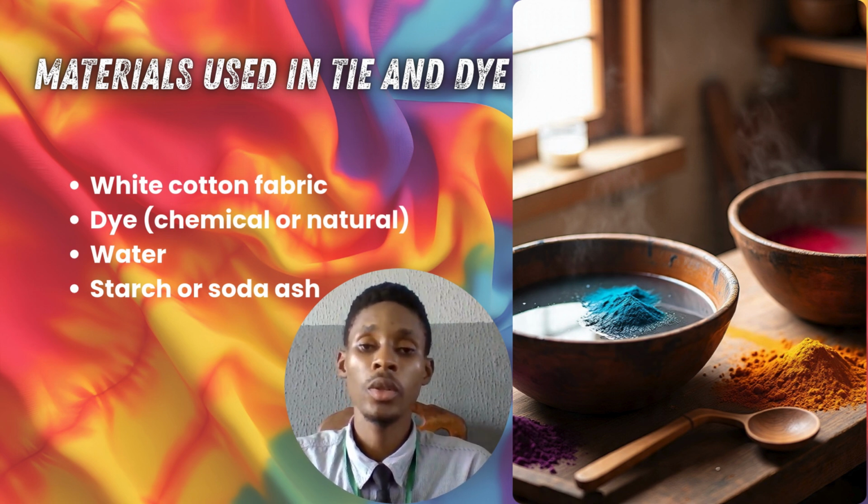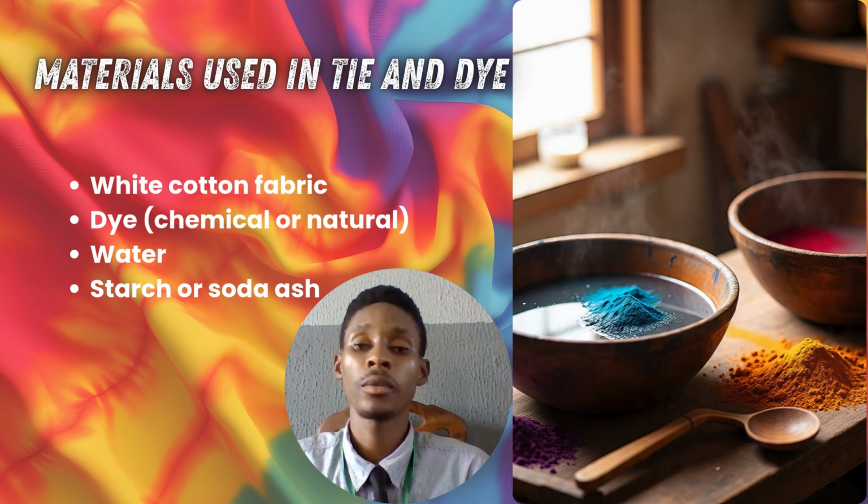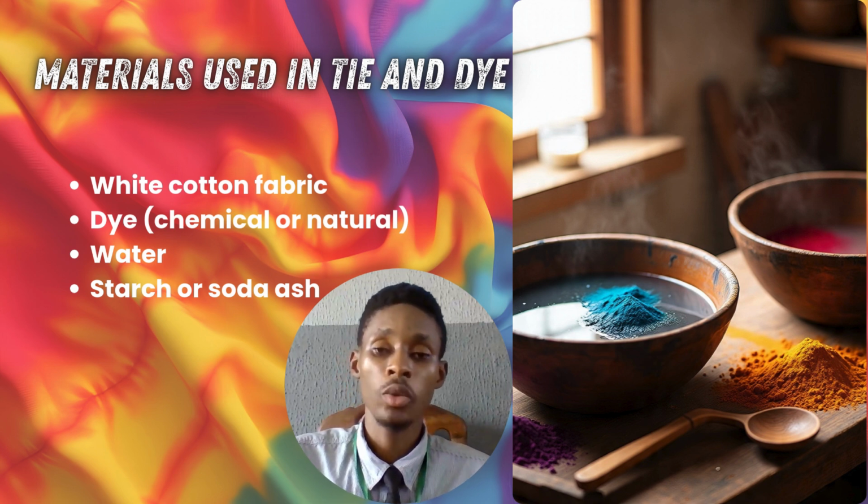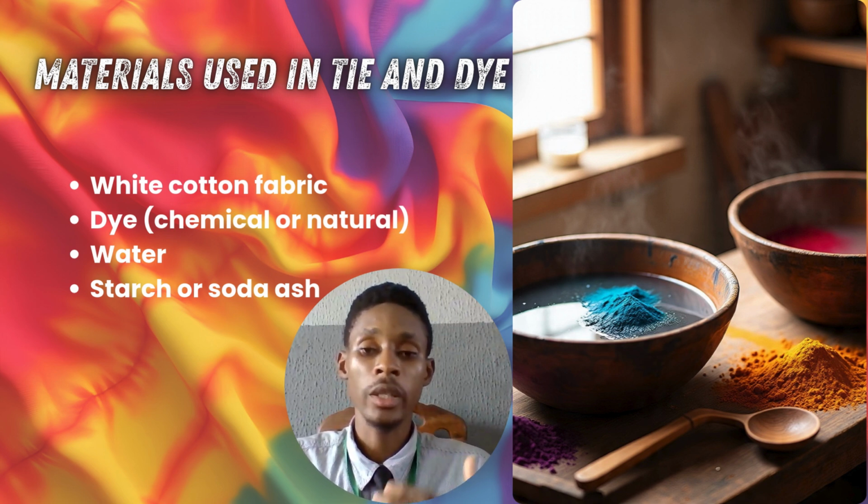Here are the materials used in tie and dye. You have to make use of a white cotton fabric because you want to dye a particular fabric, so it shouldn't be colored. It has to be white. It is from white that you get the colored or the patterned fabric. Then you have your dye, either the chemical or the natural dye.